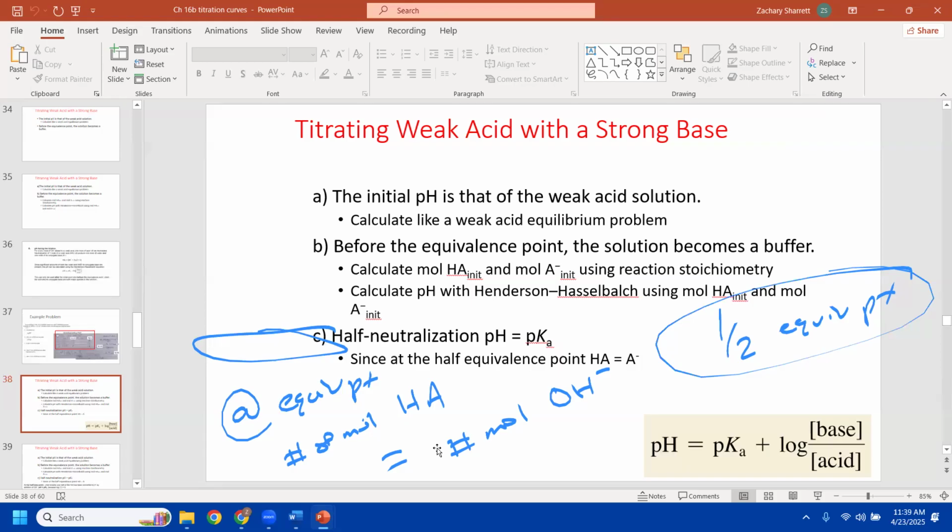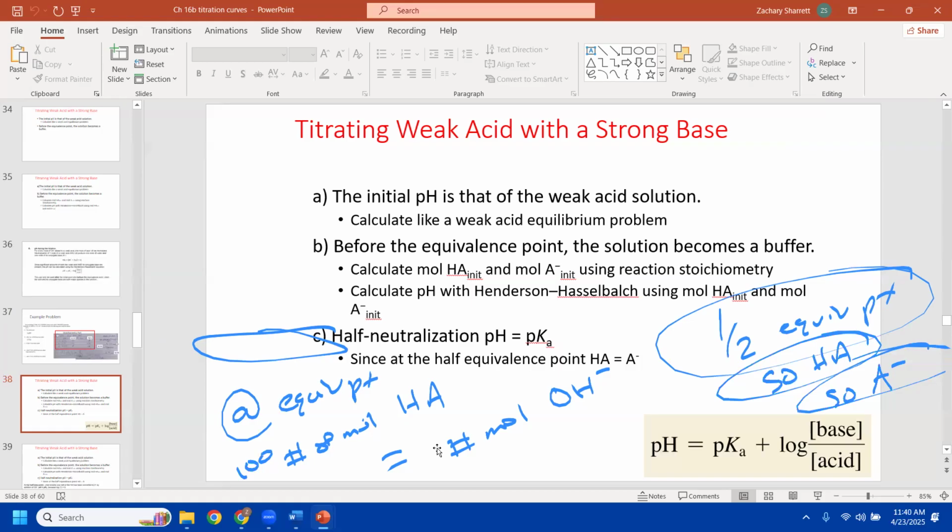So let's just arbitrarily say we had 100 HAs. At the half equivalence point, we're down to 50 HAs, but the 50 that lost their H's, or got deprotonated, become 50 A minuses. Is this a special situation that we know about, Riley? What happens when HA is equal to A minus?